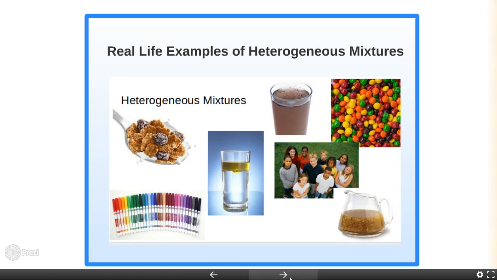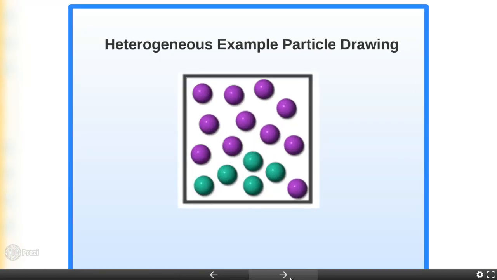So if we now zoom in to, let's say, something like dirty water or sand and water, this would be the sand down here where it has not mixed in, it can't dissolve. And then this is your water up here, sitting on top.